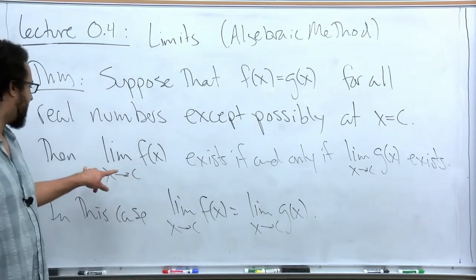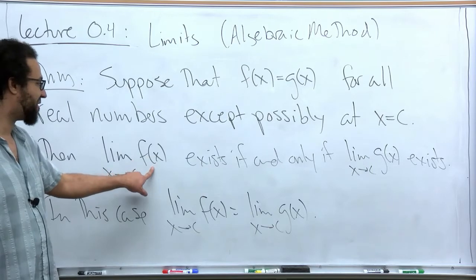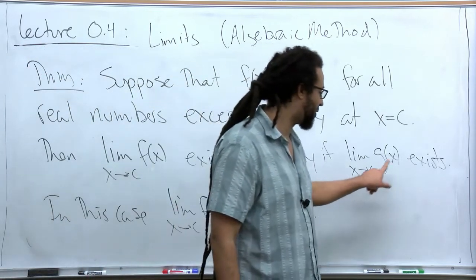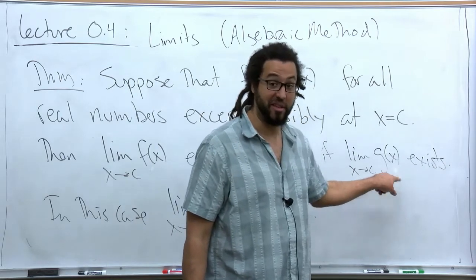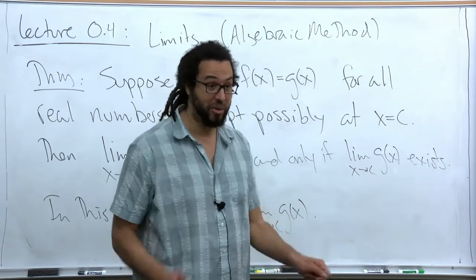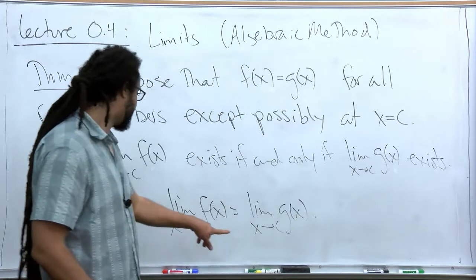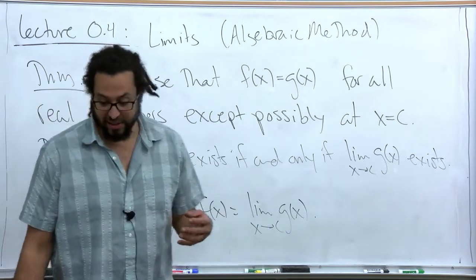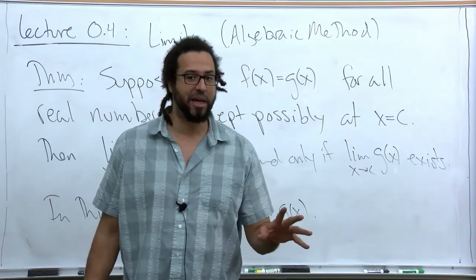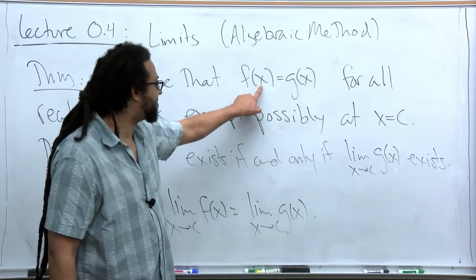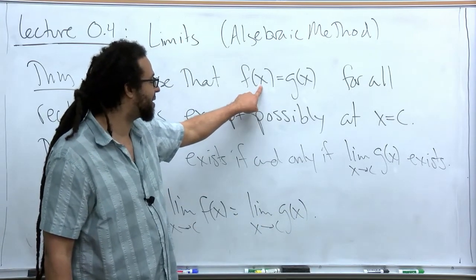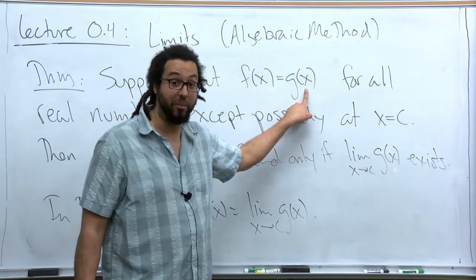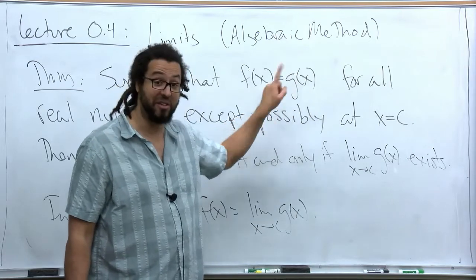So the limit as x approaches c of f exists if and only if the limit as x approaches c of g also exists. And in this case, when they both exist, the two limits must be equal. So we saw in an example, if you can't plug in the number, maybe you can rewrite the function in such a way that you can plug in the number. So that's how we're going to use this thing.